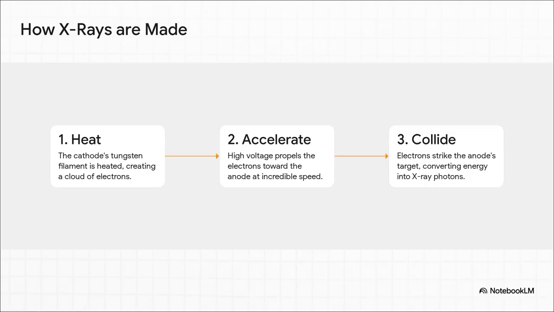Insane, right? And finally, step 3, collide. That super fast stream of electrons smashes into a tungsten target on the anode. All that energy of motion, that kinetic energy, gets instantly converted into X-ray photons.